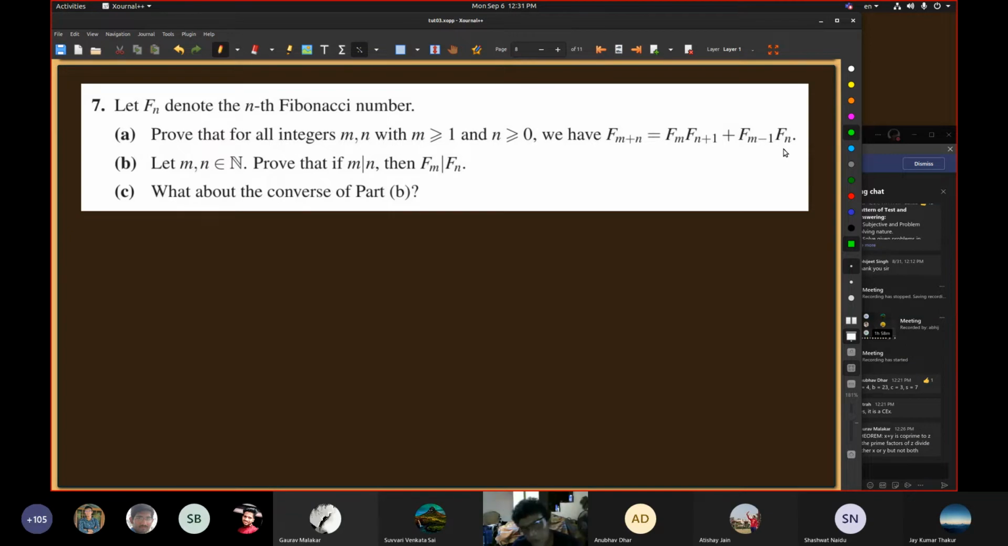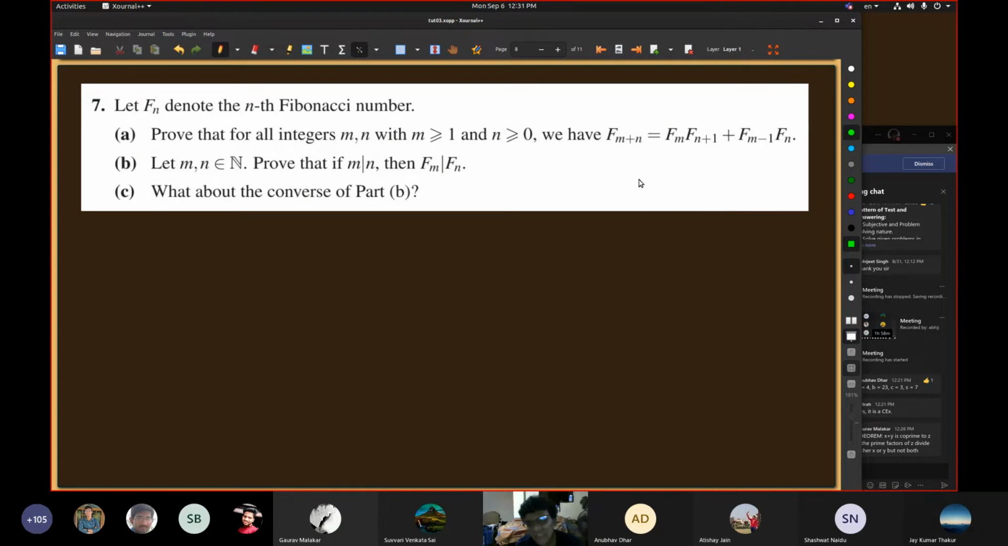Now, if I want to proceed in that generic way, I have to show that if this holds for M, N, it also holds for N plus 1, or for M plus 1, N. But it is not needed to do it this way for this exercise. You can do induction on M or induction on N. You can also prove this by induction on M plus N. A single induction will do actually.